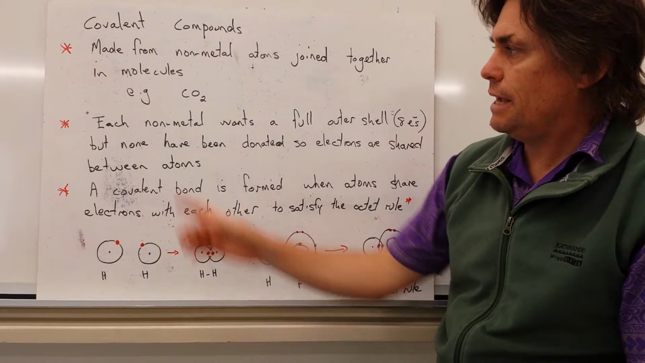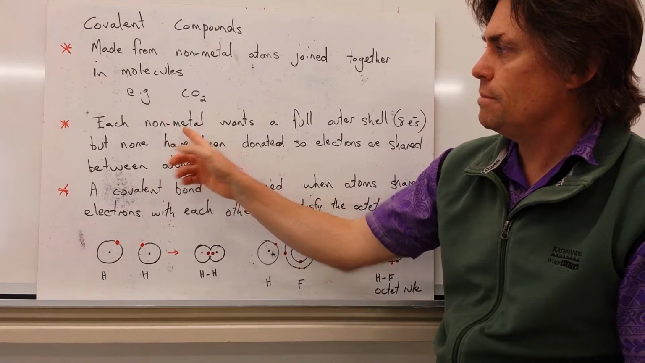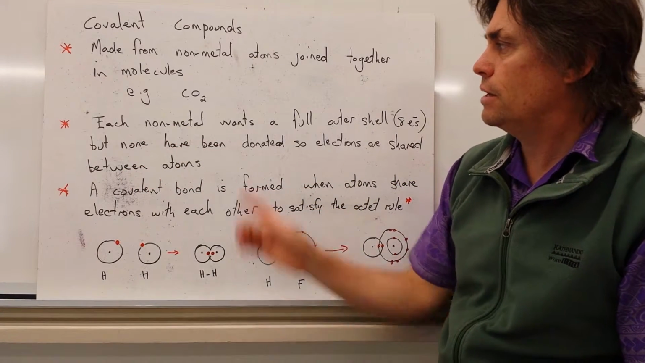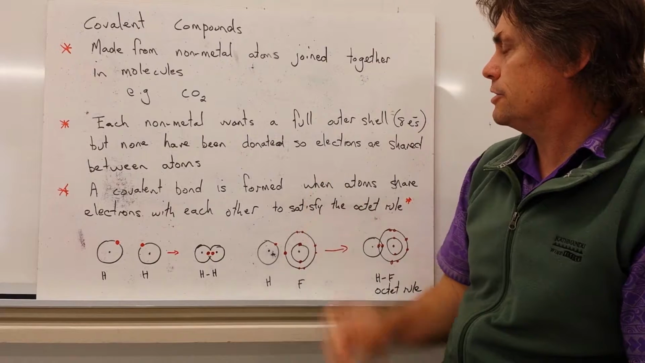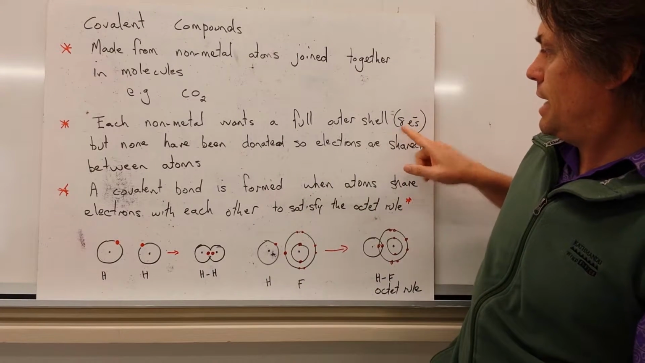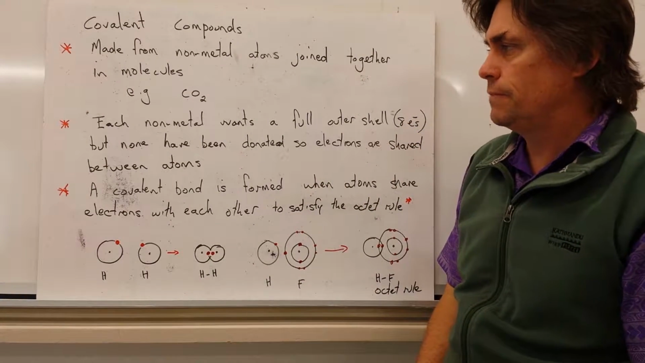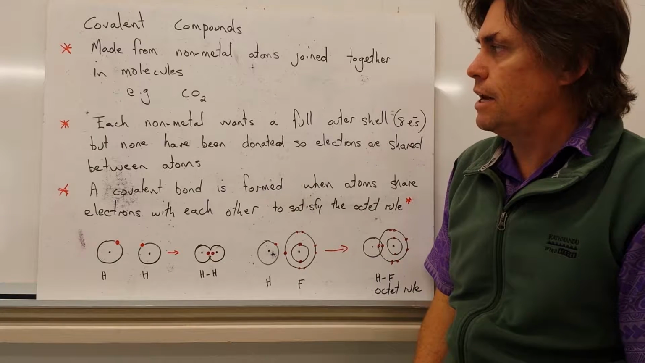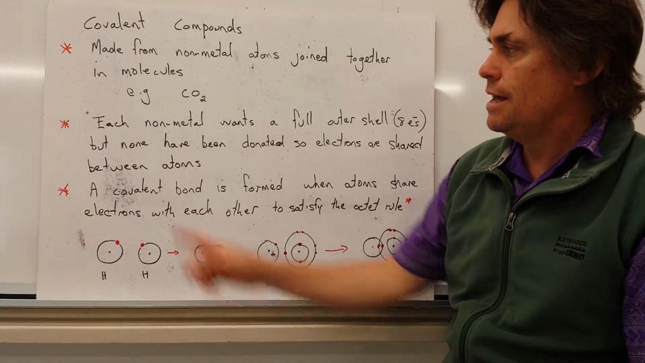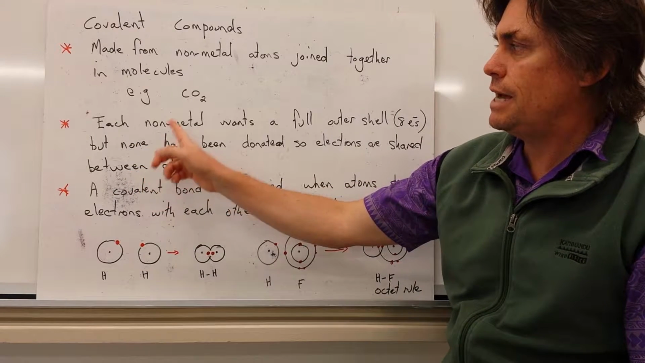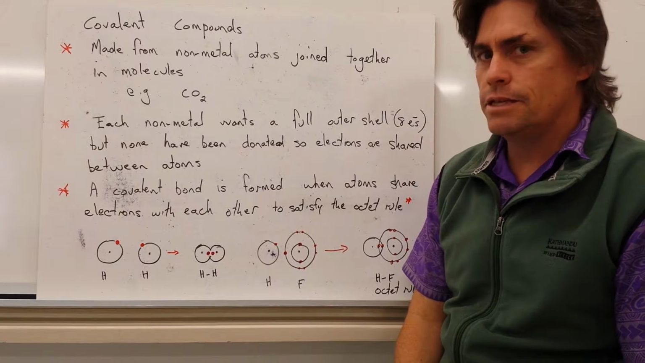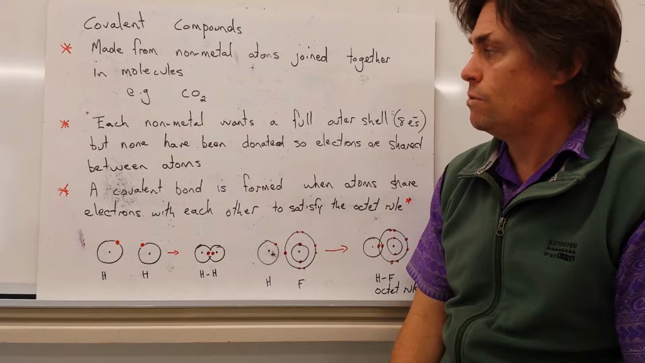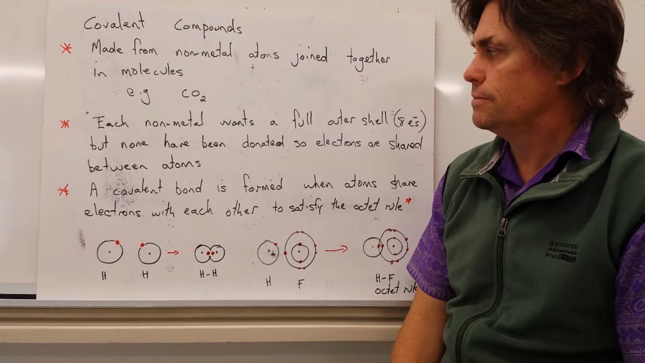Now if we remember back, each nonmetal atom within that compound wants to gain a full outer shell. In other words, they want 8 electrons in the outer shell. Unfortunately, unlike ionic compounds, none of the electrons have been donated to the nonmetal, so there must be another mechanism for forming a covalent bond.